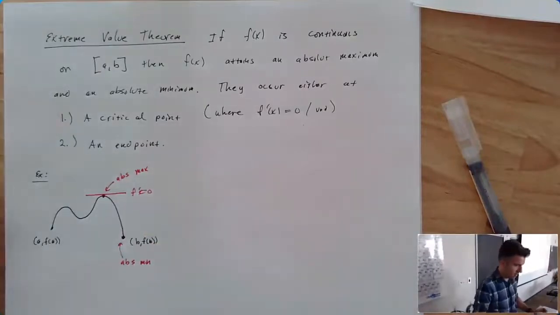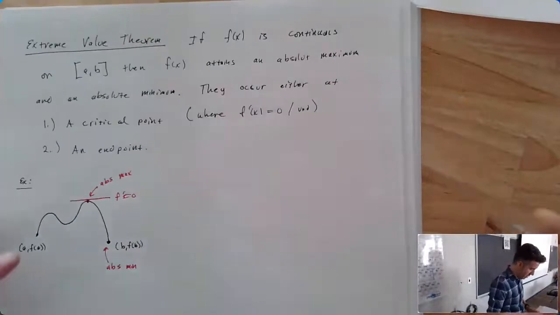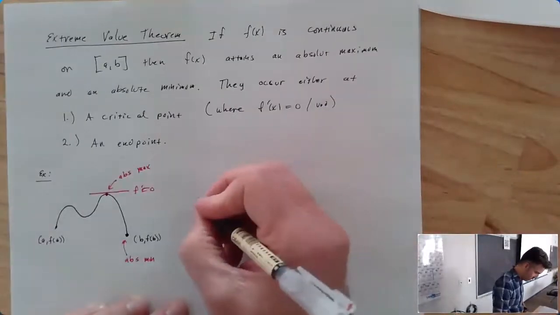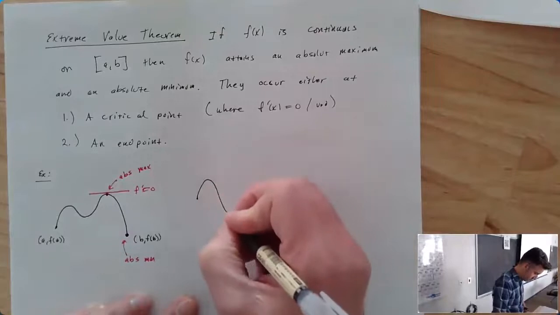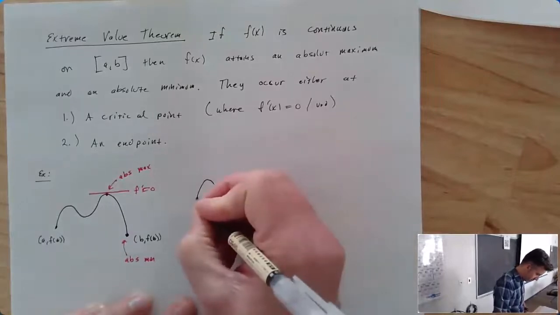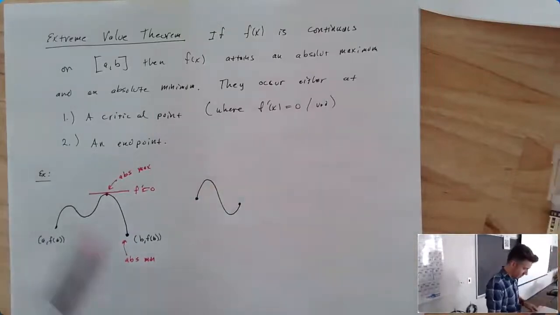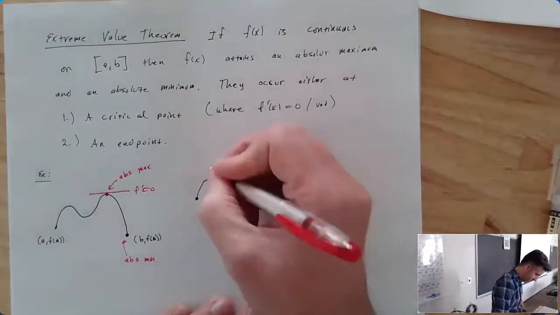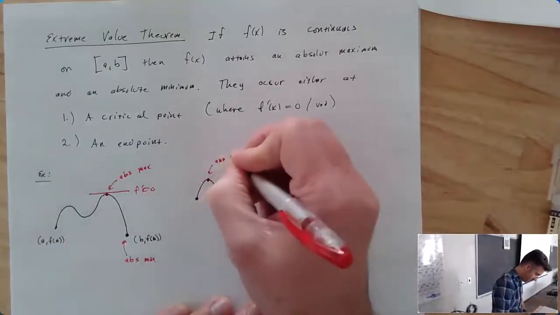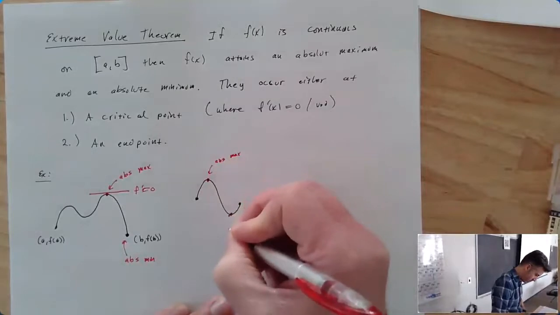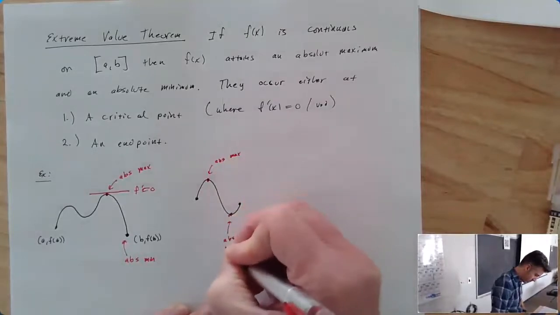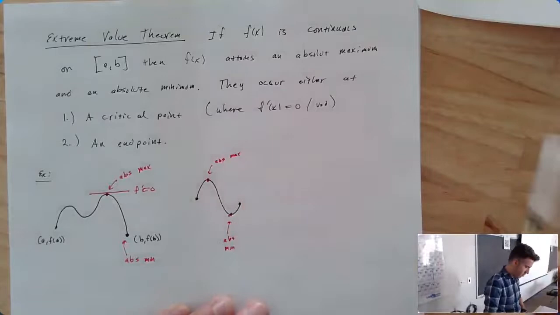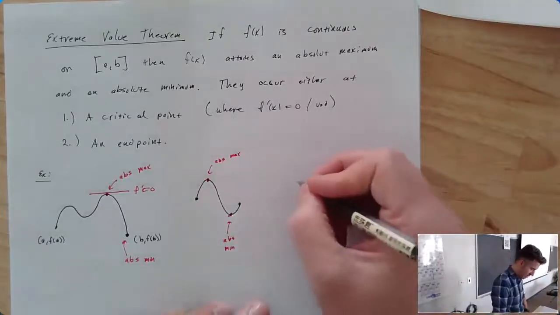You could also have both of them end up being critical points. You get something that looks more like this. They're going to be both right there and right there. I'm going to draw two more pictures really. You get something that looks like this, which I think is kind of cool.